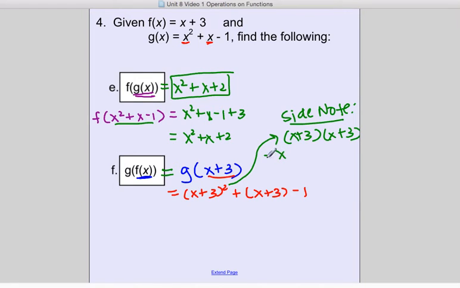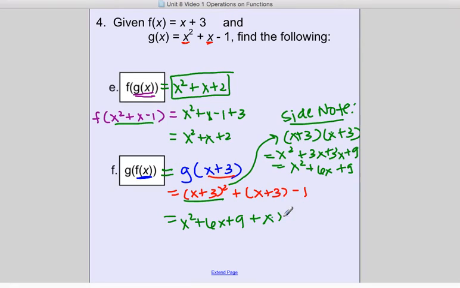So this gives me x squared plus 3x using FOIL, plus 3x plus 9. So it's really x squared plus 6x plus 9. So I'm going to write that in the spot of this. So I have x squared plus 6x plus 9. Then I'm just going to go ahead and rewrite the rest.